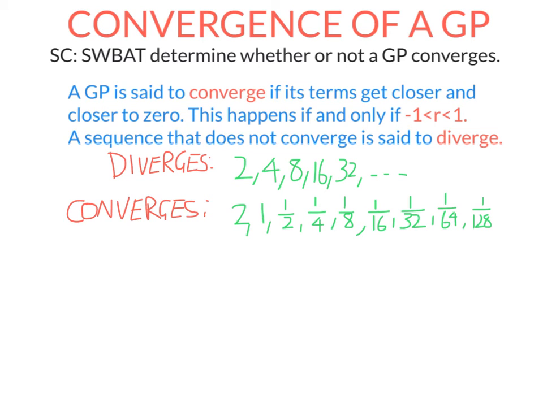It's really easy to tell whether or not a GP converges. All you have to do is look at the common ratio. Here the common ratio was 2, which is clearly not between -1 and 1. That's why this one diverges. And this one converges because r was a half. Each time I'm taking the previous term and multiplying by a half. So because r was a half, this converges. It's as simple as that. But now you also know what it means to converge and diverge.